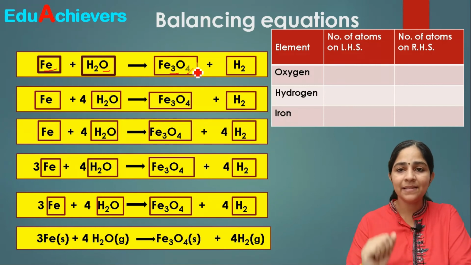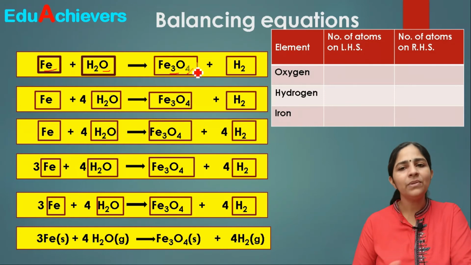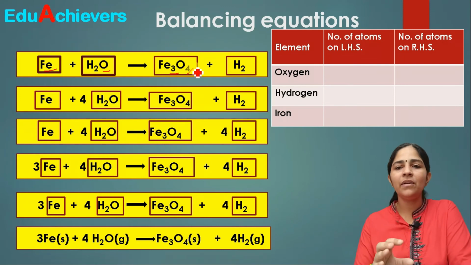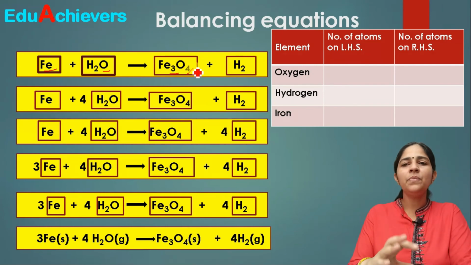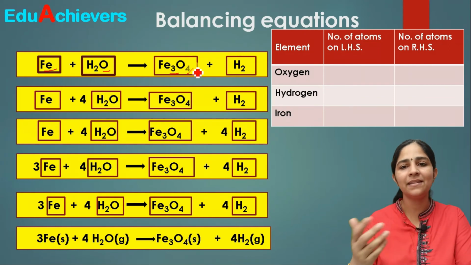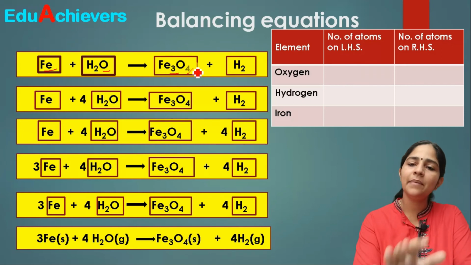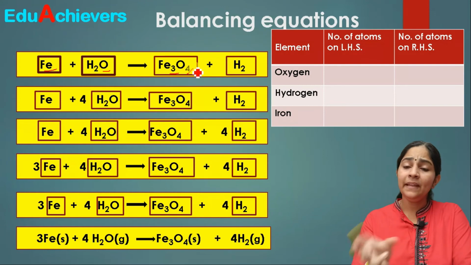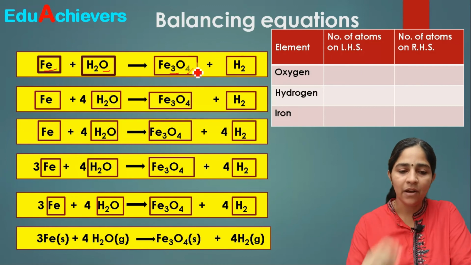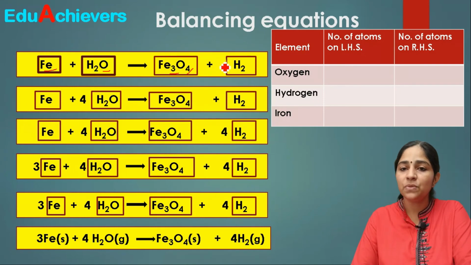Fine. So we need to balance it in order to fulfill the law of conservation of mass. And we know that when a chemical reaction takes place, new products will be formed, but new atoms cannot be created. In nuclear reactions, that is a different thing. When nuclear fission or fusion is taking place, that's different. But in normal chemical reactions, the number of atoms of different elements will remain the same on the reactant and product side. Now let's see, as I told you, first the substance which has the highest number of atoms has to be taken for balancing.